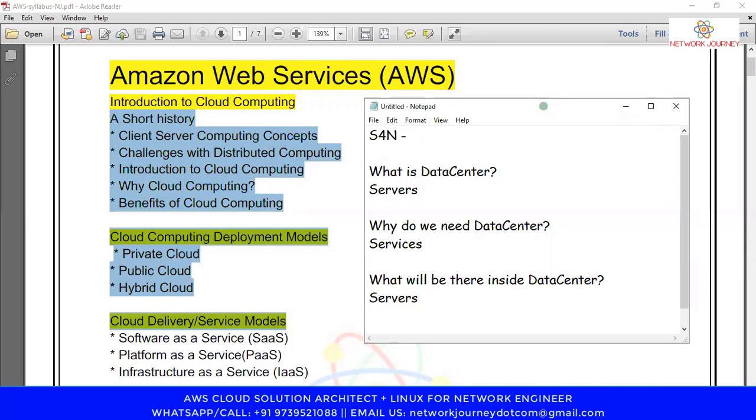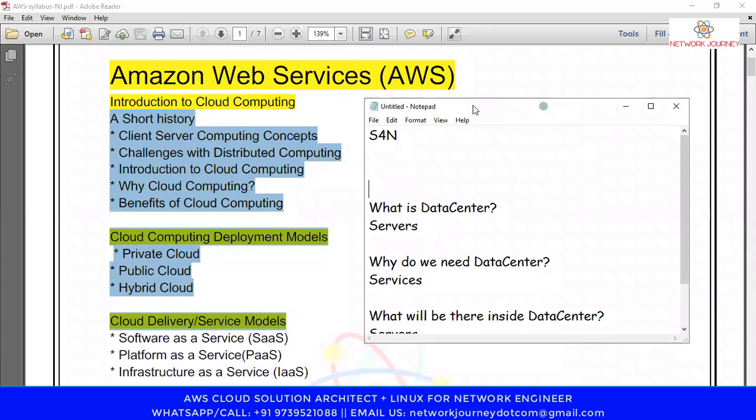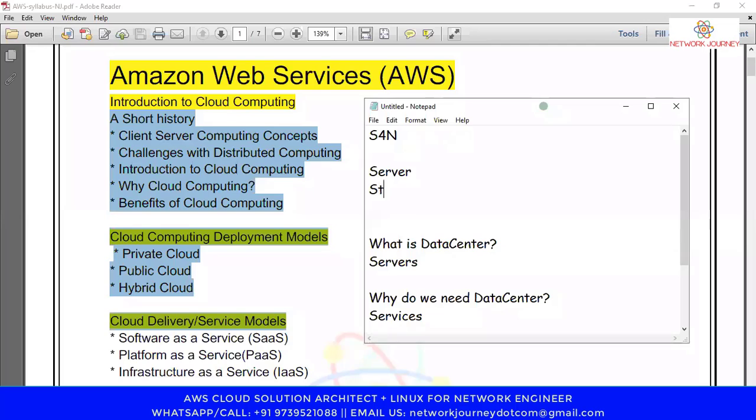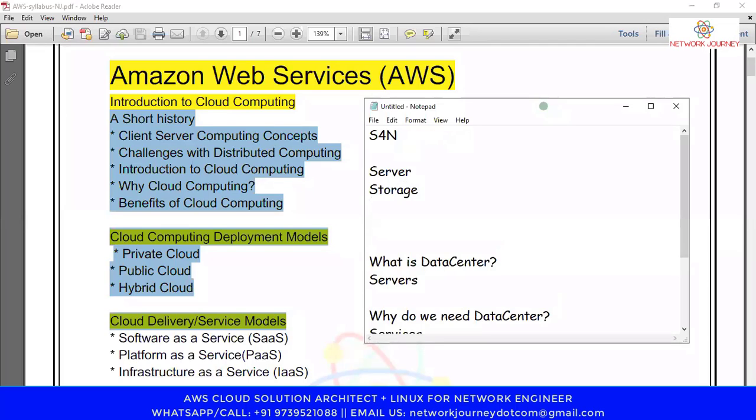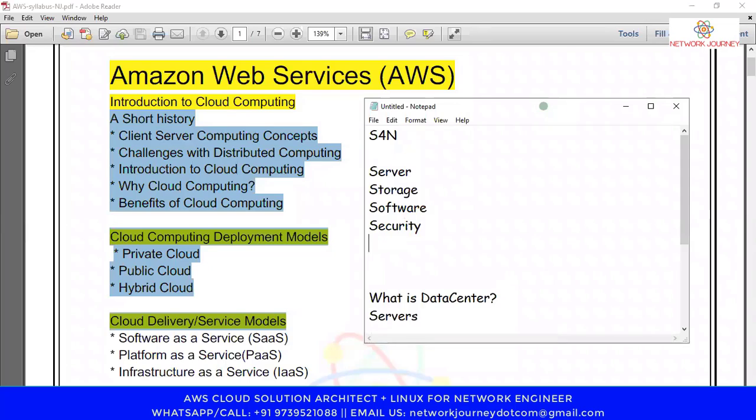Why I'm saying S4N is that we will have 4 S and 1 N. So in our environment, we can shortly call it S4N. Which I mean to say, under a data center, I will not only have server. I will have server, storage, software, security, networking. So that is what I shortly represented as S4N. Server, storage, software, security, networking.